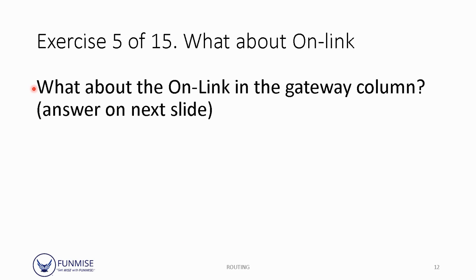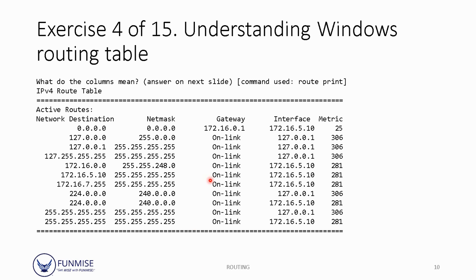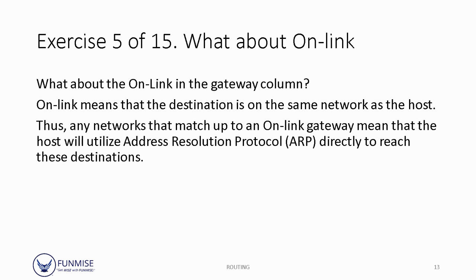What about the on-link in the gateway column? Looking at this gateway column, we see on-link here. On-link means that the destination is on the same network as the host. Basically, it means you have a network in common. Thus, any networks that match up to an on-link gateway mean that the host will utilize Address Resolution Protocol, ARP, directly to reach these destinations.